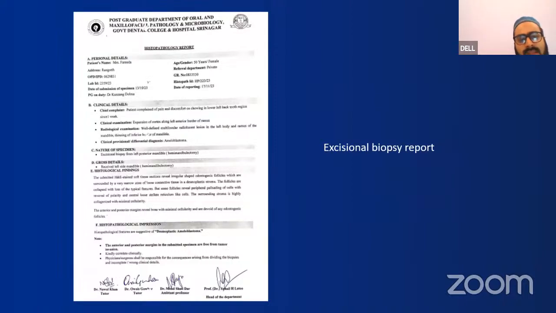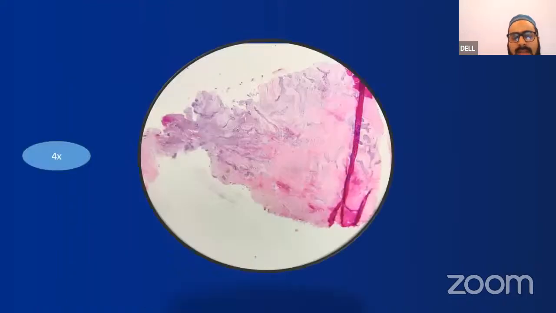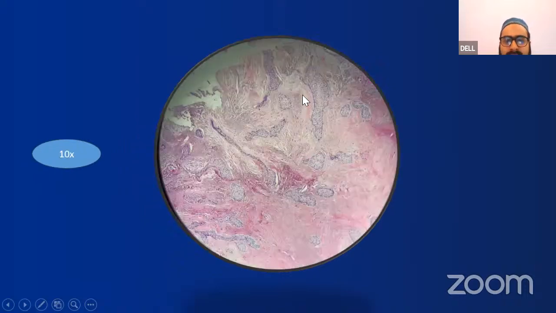This was the final biopsy report suggesting desmoplastic ameloblastoma, and both the anterior and posterior borders were free of the tumor. This was the histopathology. As we can see, again, the classic animal-like configuration of the epithelial islands squeezed between the dense collagenized stroma, surrounded by peripheral cuboidal or columnar cells.